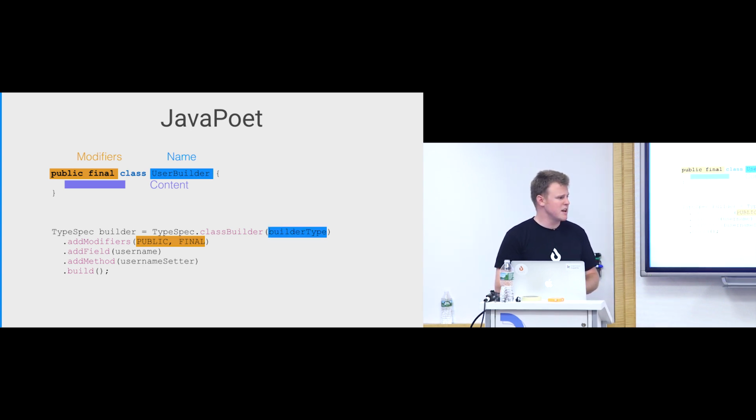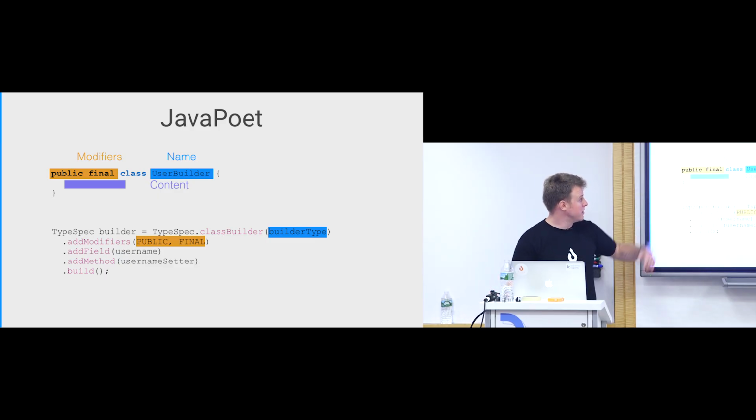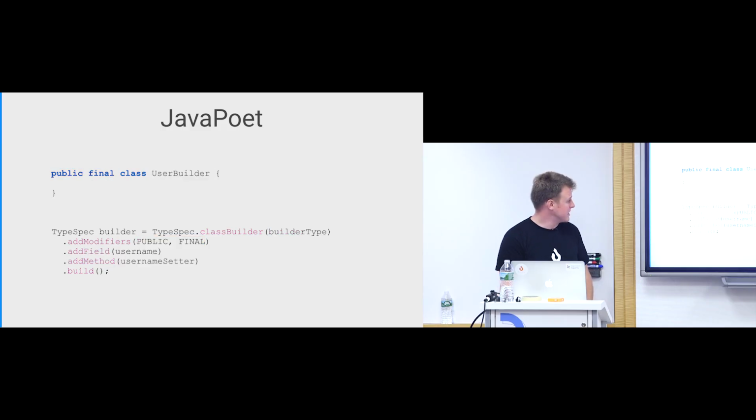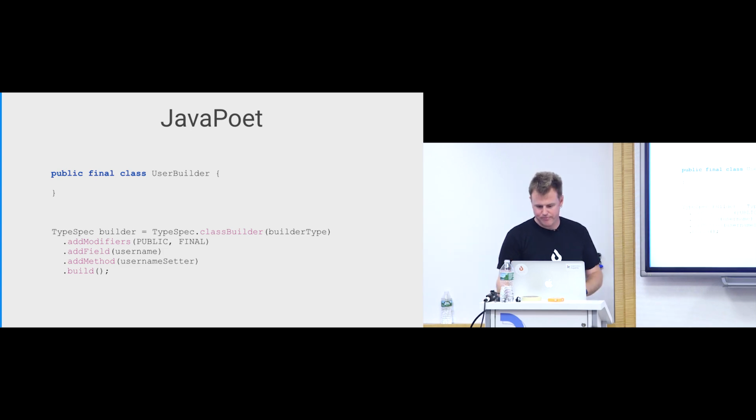We're giving it that builder type, that class name we generated early on. That's going to be the name of this class. And then we just give it its content. In this example, we only created one method and one field, but you can imagine in our final builder, we're going to have a bunch of fields and a bunch of methods to add to this. And that's it. At this point, this is still not code. This is just an object-oriented representation of how to build the code.